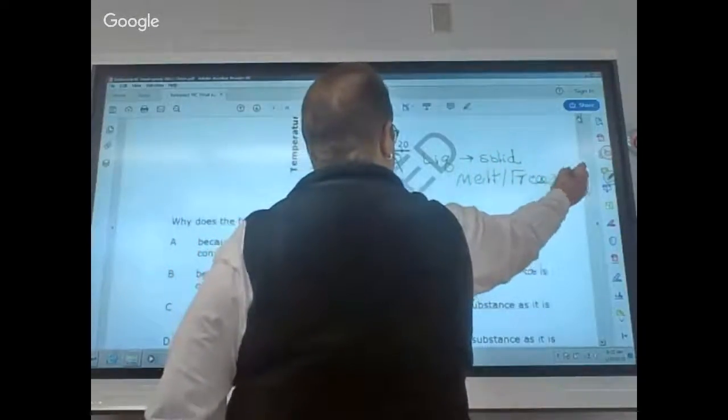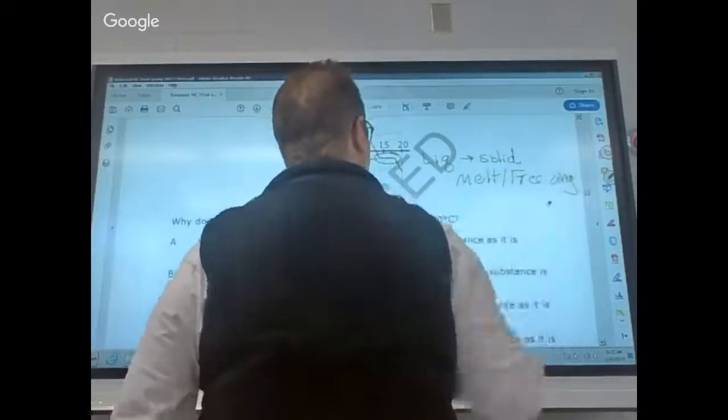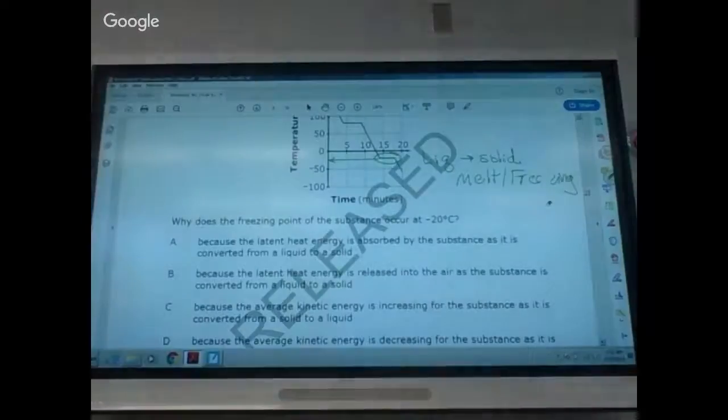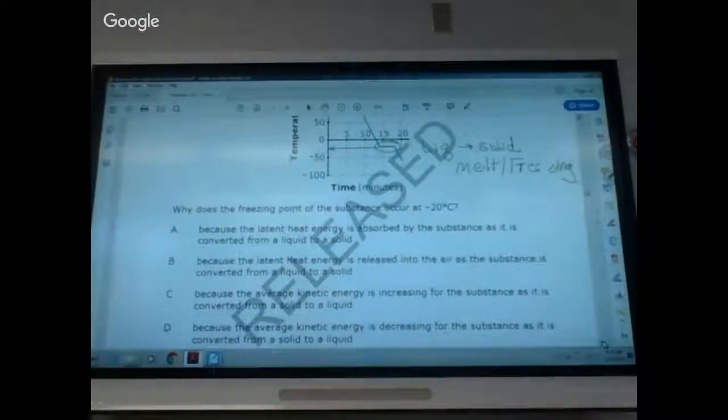So if we know that, let's look at our answer choices and see if there's something that doesn't go with melting and freezing, solid to liquid. Because if there is, then we can chuck something. Do any of those things not say that? So it doesn't appear we can get rid of that.